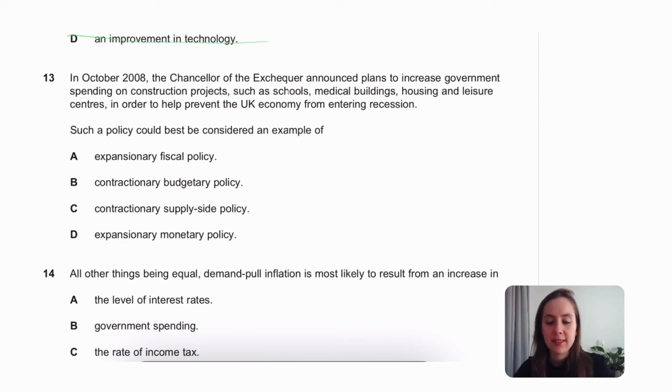The Chancellor of the Exchequer announced plans to increase government spending on construction projects, such as schools and so on, in order to help the UK economy from entering a recession. They want to prevent a recession, and the way they've done that is spent lots of money on these construction policies.